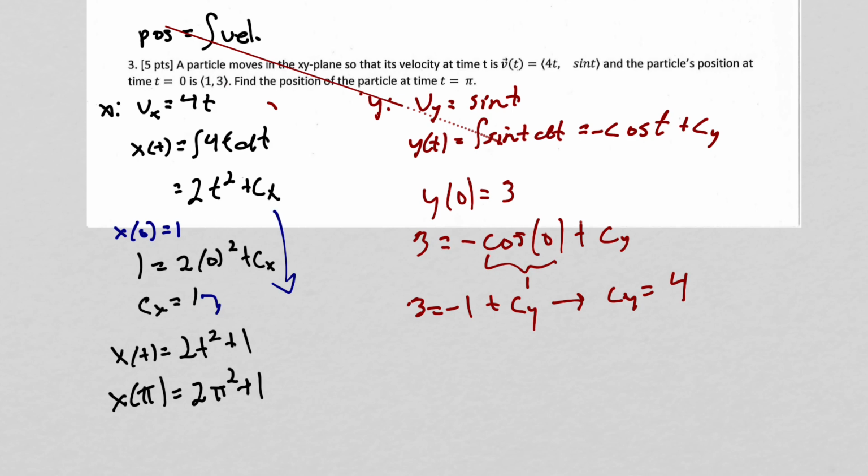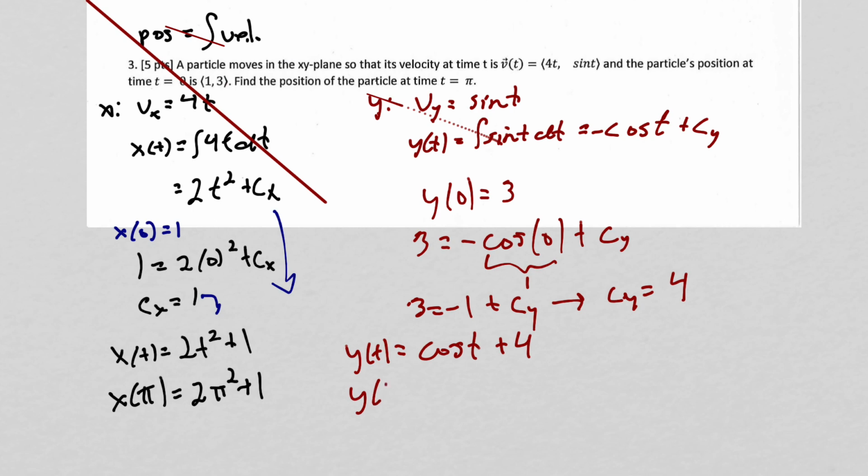From there, I need to find the position. I'm going to write the position function out for the y's. So I know that y of t is equal to negative cosine of t. I'm taking that from right here. And then I'm going to take plus c sub y. Well, c sub y is 4. So negative cosine t plus 4.